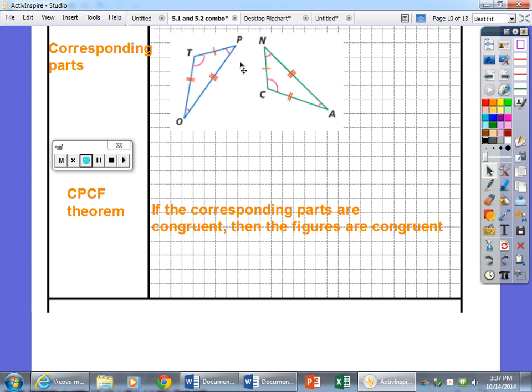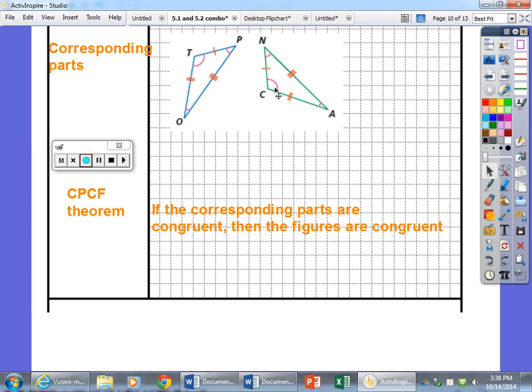Side TP is congruent to side CN. And again, it's marked with the one slash so that I know that this side is congruent to this side. Side TO is congruent to side CA. Notice there are two slashes here and two slashes there, so that's telling me that they're congruent. And side OP is congruent to side AN. And again, this one has three slashes.